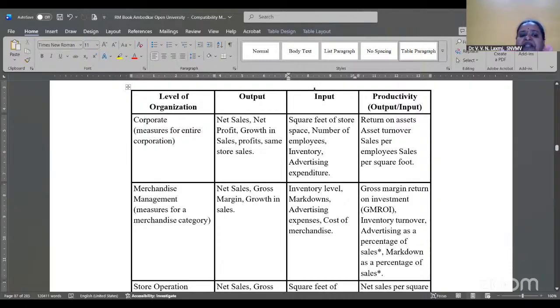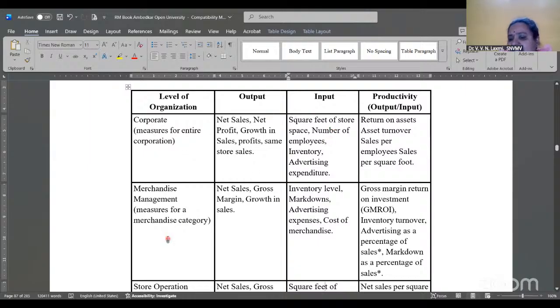Now, when we look at the corporate, we are talking about the productivity, output, performance, or the productivity in terms of return on assets or asset turnover, and sales per employee and sales per square foot. So these are the variables based on which the corporate performance is assessed.